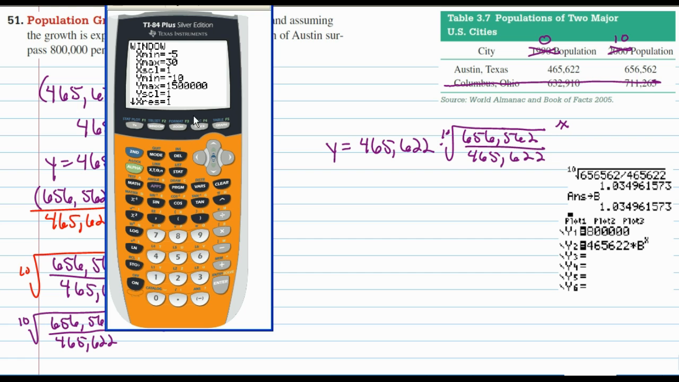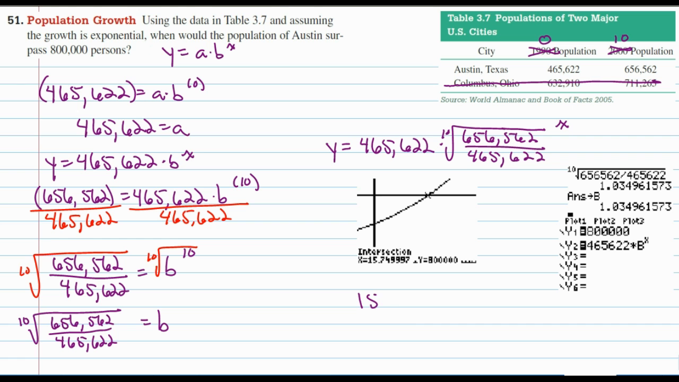We'll see. And then my y max, I'm only looking for the population of 800,000, so I'm going to set my y max to 1 million this time instead of 1.5 million. And we'll see what that gets us. Oh, looking good. Yeah, I can find my intersection.